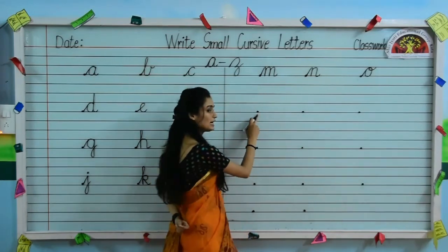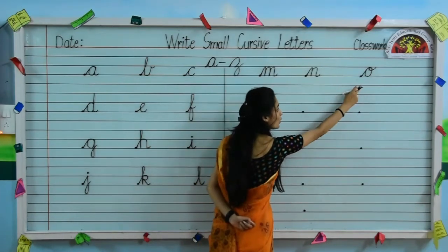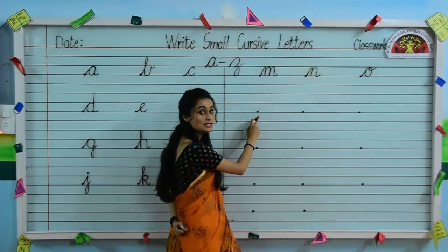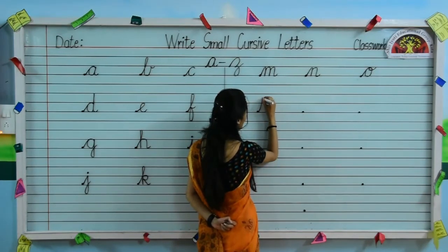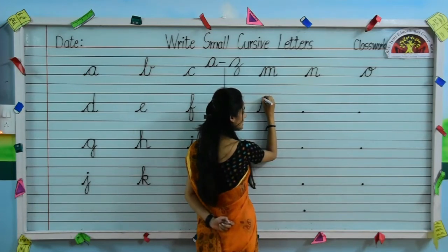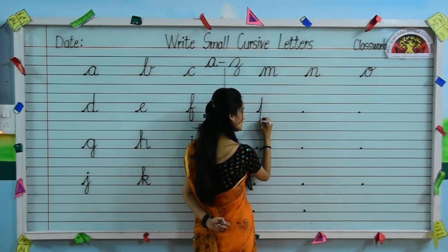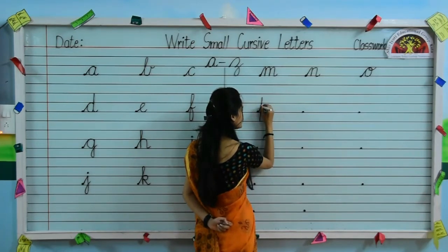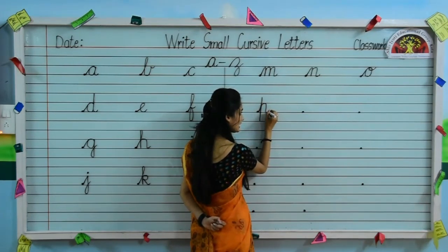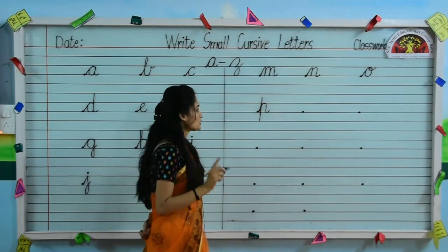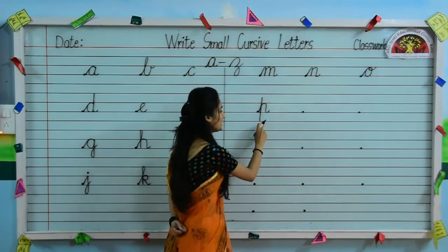Now come on the next line. Tell me fast, what letter will come over here? M, N, O, P. The next one is P. So put your pencil on the dot and go up. Don't touch the first line. Then come down straight till the fourth line. Again go back till the second line, make a curve, come down till the third line and out like this. This way you have to write your letter P.